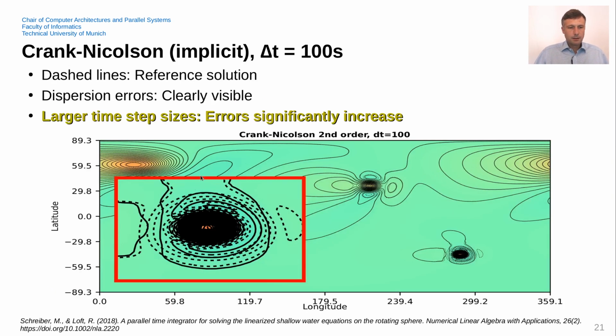If we just take the Crank-Nicolson time stepping method and a time step size of 100 seconds, we get these results here, where the dashed lines are the reference solution, and you see that we get serious defects in here. And if you take even larger time step sizes, the defects would be even more increased.